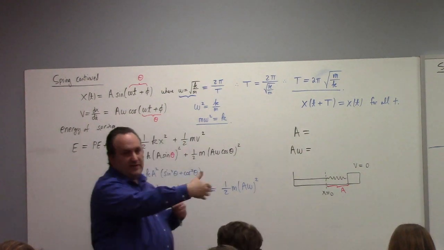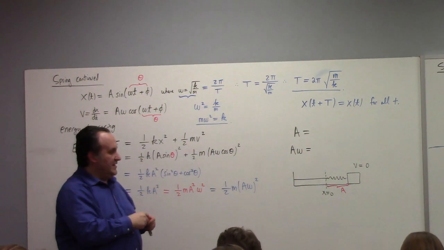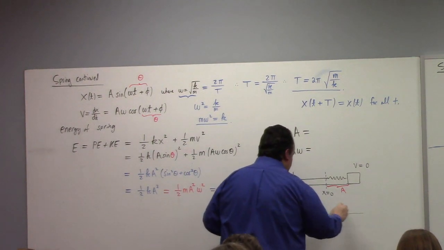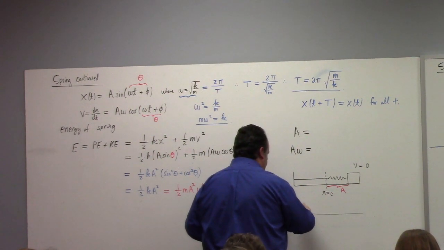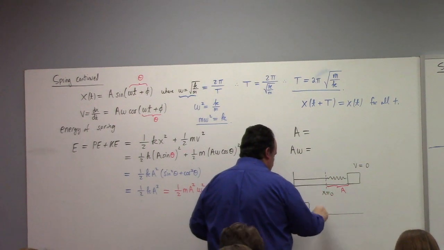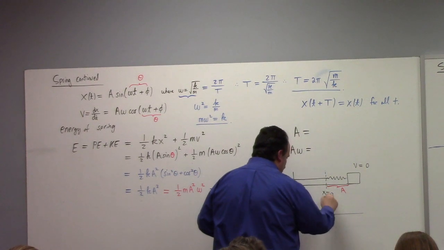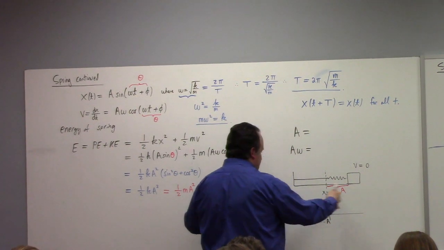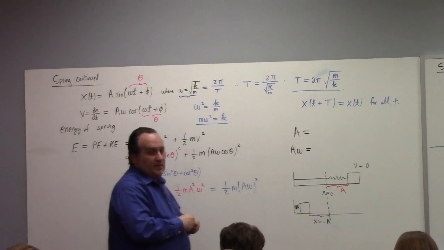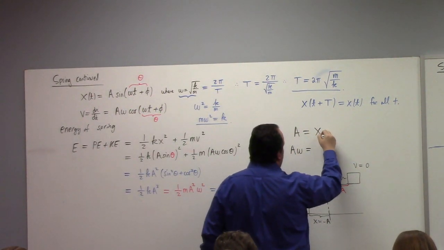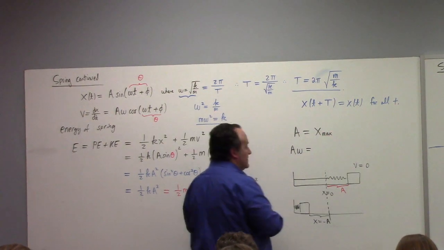That's the maximum stretching. And conversely, it compresses in the same way, right? So this distance right here, x equals minus A, is when it's maximally compressed. So what is A? A is equal to, you could call it this way, the max x.